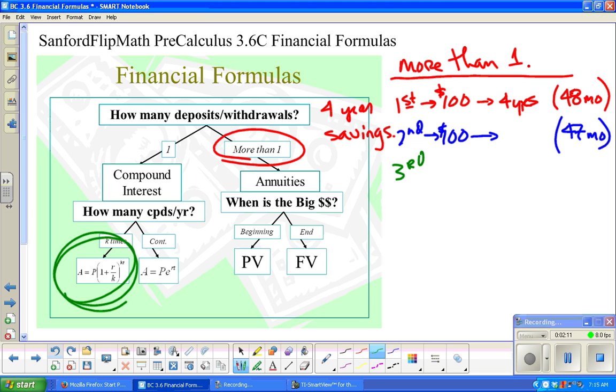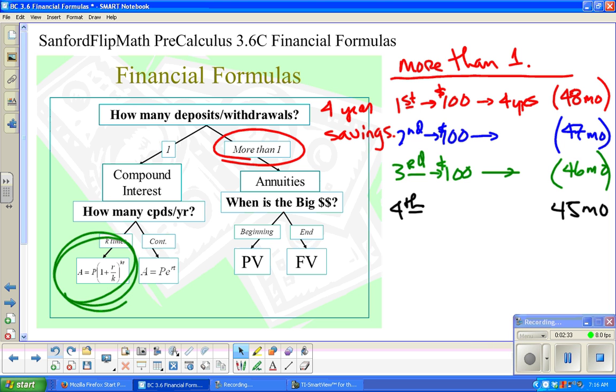The third month, we put in another $100. It's going to sit there for 46 months before we get a total, and that would be yet another calculation. The fourth month is only going to sit there for, okay, so you see the pattern. And I know this is going to shock you, I really don't want to do 48 calculations and then add them up, because the first $100 sits there for a different amount of time than the 47th amount, so that's $100 plus interest plus $100 plus a different amount of interest, etc.